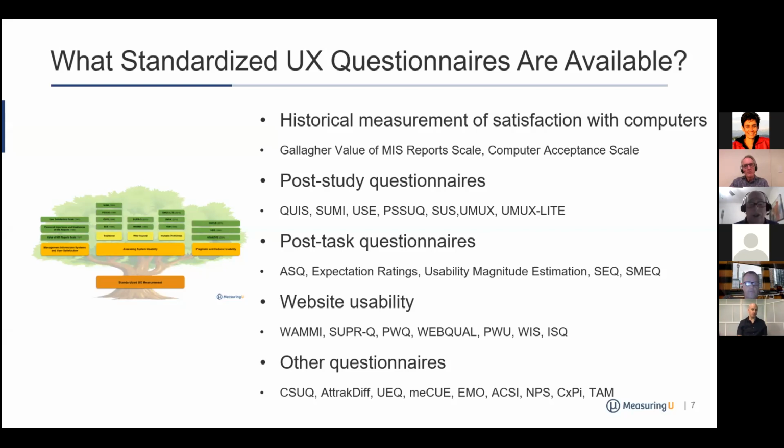There are post-task questionnaires, the after-scenario questionnaire, expectation ratings, trying to do usability magnitude estimation. All of these things have been explored. Not all of them work that well, but they're there in the inventory. When websites came along, there were a number of instruments developed specific to website usability, trying to touch on things that were new with the web, such as concerns about trust, concerns about security, things like that.